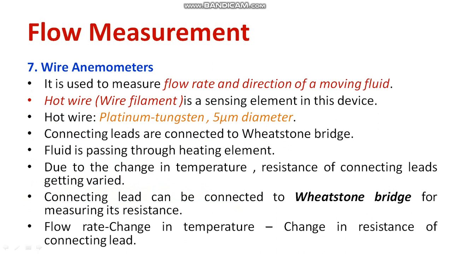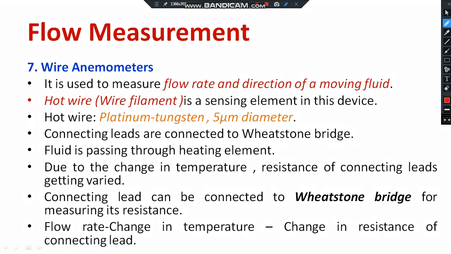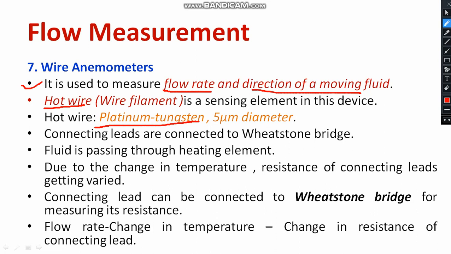First of all, let's understand what we mean by wire anemometer. What are the specialities of wire anemometer? Wire anemometers are used to measure the flow rate and the direction of moving fluid. The main component of a wire anemometer is a hot wire. What about the hot wire? The hot wire is made up of platinum tungsten. What is the diameter of that particular hot wire? It is 5 micrometer in diameter, and it is also the sensing element of this device.